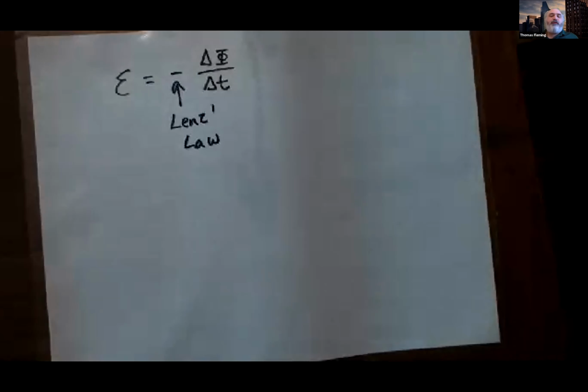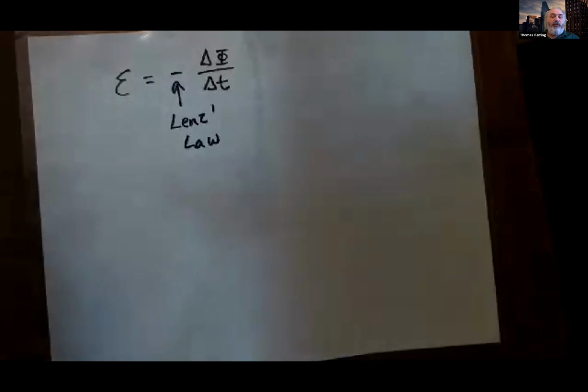So that's what that minus sign represents: anytime you try to make the flux change, the EMF in the coil is going to fight you and try to keep it from changing. That's what's going to happen. Now, bear in mind, it can't ever win.